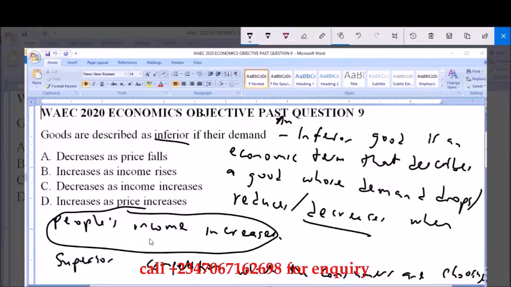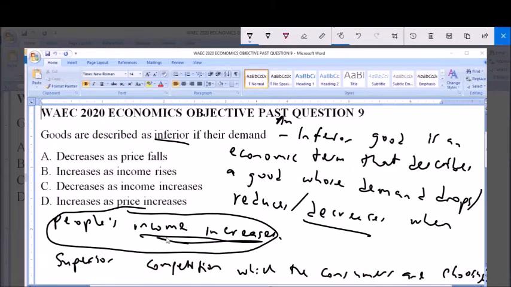The fact that their income is increasing. So as their income is increasing, they are going for substitutes that they feel are better because they can now afford them. So based on this description, you can say the good is inferior when its demand drops as the income of the consumers increases. So as we have rightly established, a good is described as inferior if its demand decreases as income increases. That is option C, which is the correct answer to this question.